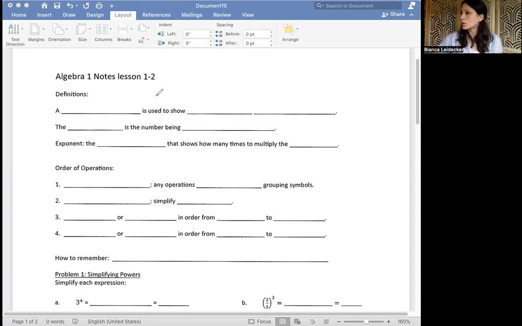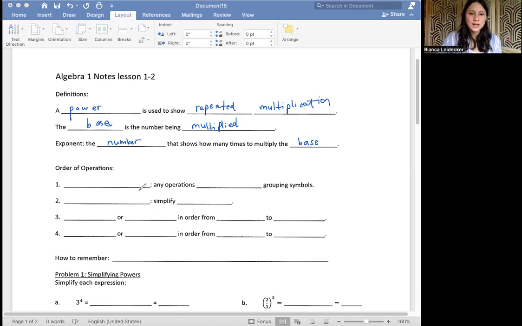Let's change the color here. Okay, so a power, what we just talked about, a power is used to show repeated multiplication. The base, which we just talked about, the base is the number being multiplied. Exponent is the number that shows how many times to multiply the base.